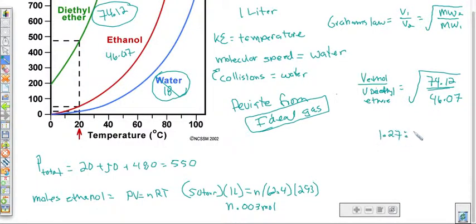All right, so if I take the square root of those, I'm going to get 1.27 to 1. So the speed of ethanol to diethyl ether is 1.27 to 1. So essentially 1.27 ethanol molecules is going to get through that hole by the time 1 diethyl ether gets through that hole. So basically they're going through at the same time, but this one's going to get a third of itself out faster.